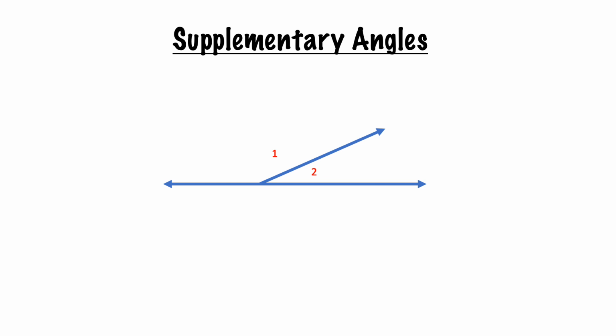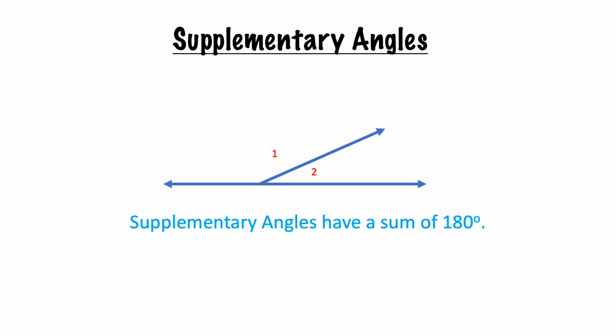These angles are supplementary angles. Supplementary angles have a sum of 180 degrees. They form a straight angle. Angle 1 plus angle 2 equals 180 degrees. Like complementary angles, they do not have to be adjacent, and you could have 2 or more angles that have a sum of 180, and they would be called supplementary.